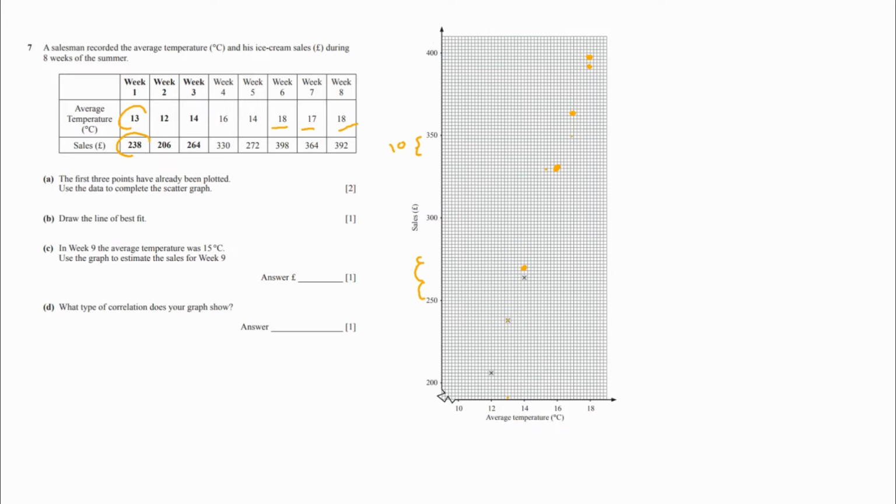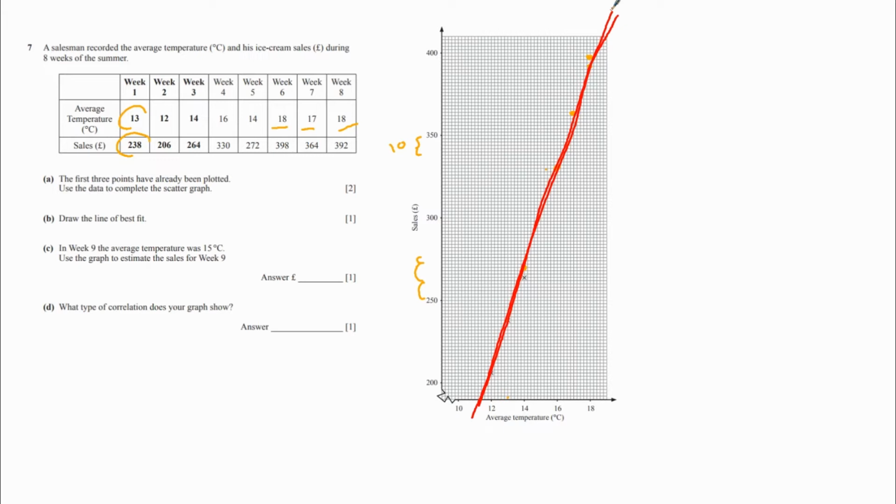Question B, draw a line of best fit. When we draw the line of best fit, we are trying to make sure that we have almost half of the points on one side of the line and half of the points on the other side. Drawing the line of best fit, it would be something like this. You need to adjust your ruler in place so that you have almost half of the points on one side and half on the other, and you are following the trend of the points.